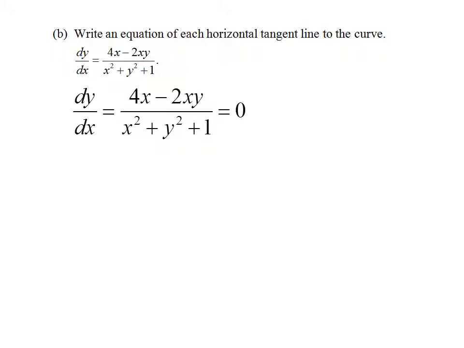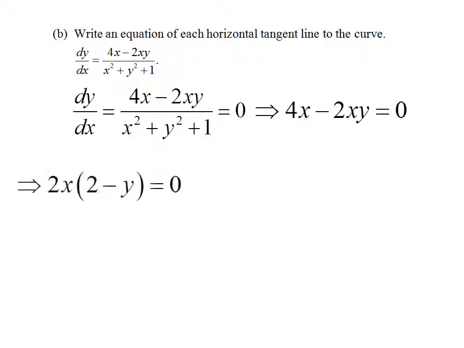So you get a point for setting this derivative equal to 0, and no students in the year 2013-2014 made progress beyond this point. Hey, look at that fraction. The only way that that fraction is going to be equal to 0 is if the top of the fraction is equal to 0. So we know that 4x minus 2xy must be equal to 0. Factoring that, we can observe that 2x times the quantity 2 minus y must be equal to 0.